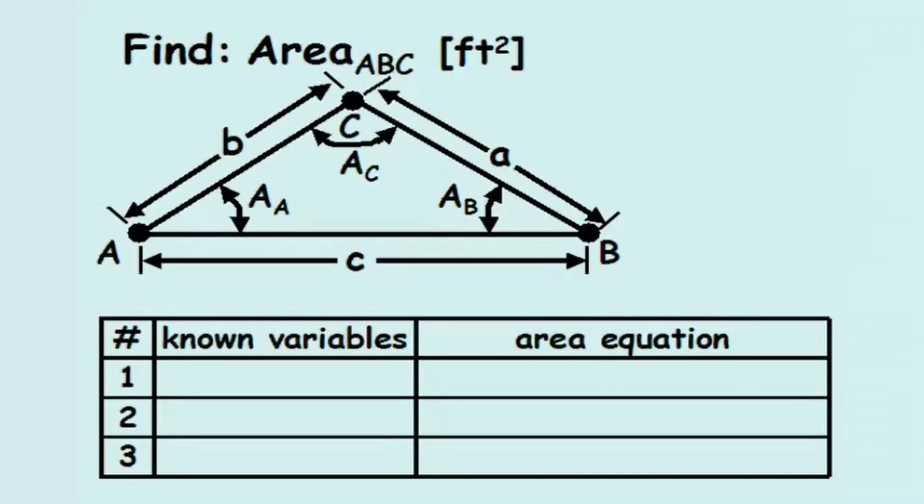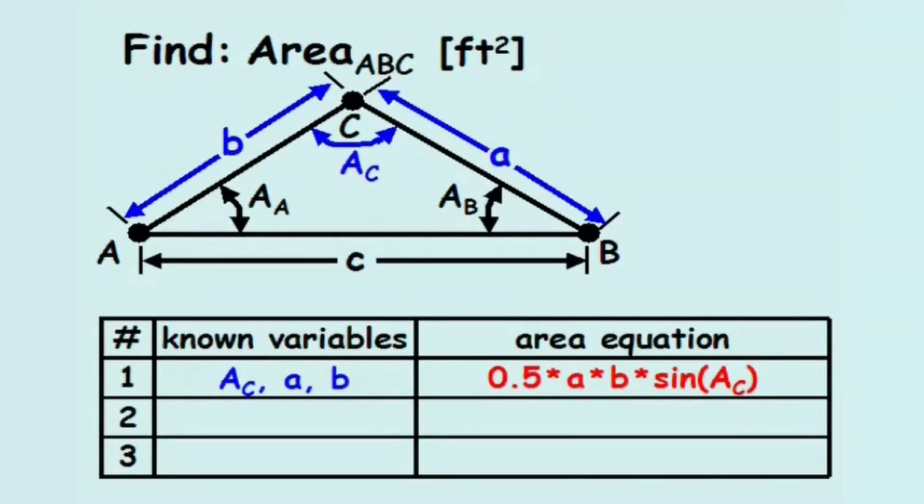If we know the measurement for angle A and side lengths b and c, then the area of the triangle can be calculated as 1/2 times b times c times the sine of angle A. This equation can be modified in the event angle B, side a, and side c are known, or if angle C, side a, and side b are known.